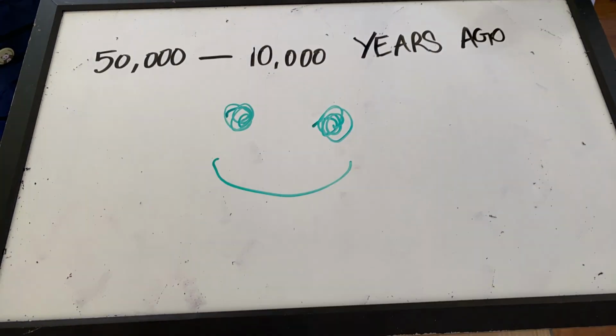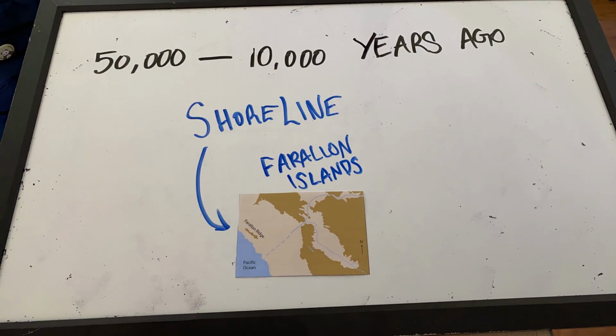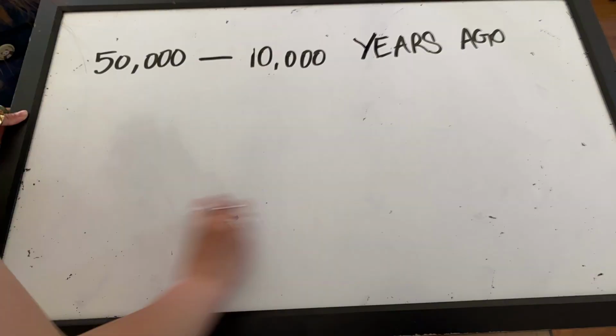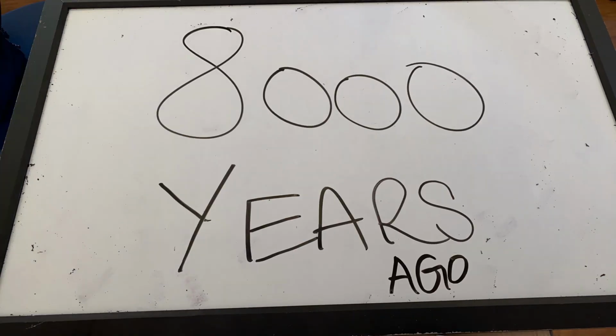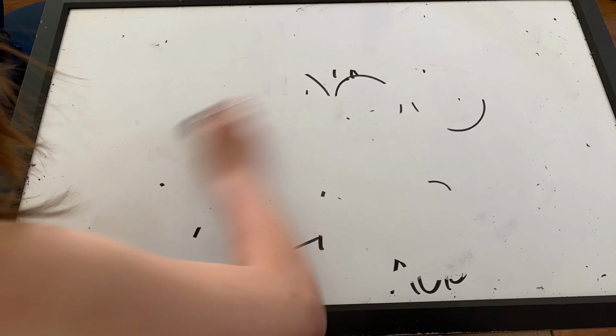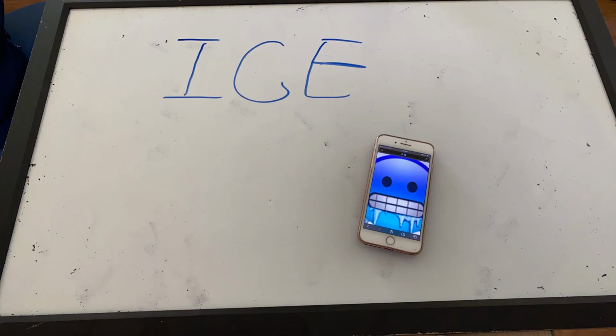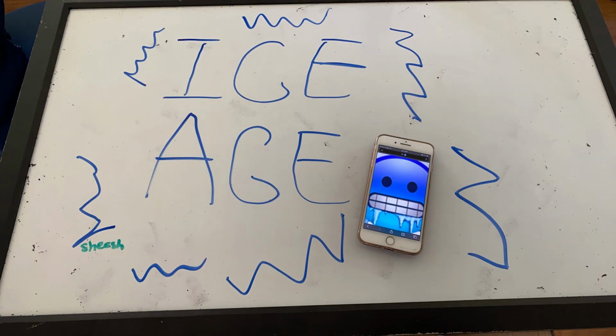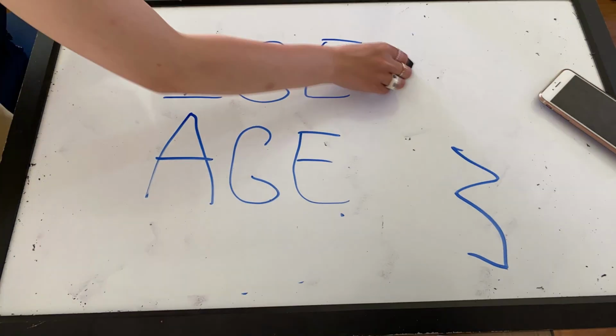50,000 to 10,000 years ago, the most recent ice age reaches out to the Farallones. This means the shoreline is beyond the Farallone Islands. 8,000 years ago, Platypus Ice Age. An ice age is a long period of time when there is a reduction of Earth's temperature, resulting in an expansion in Earth's ice sheets and the creation of alpine glaciers.